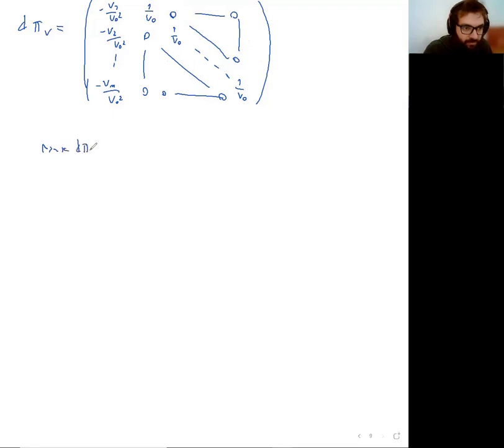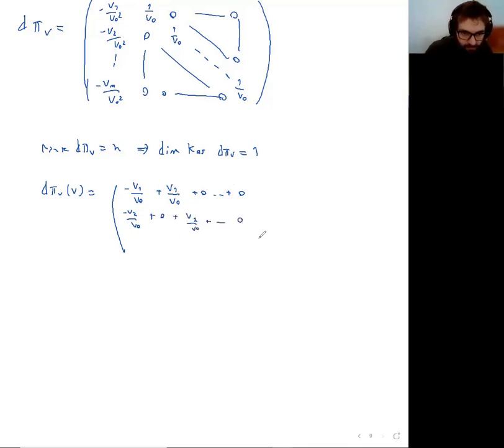So you get rank d pi v equal n. So the dimension of the kernel of d pi v is one. So we just need to find one vector in it. And the promise was that this is equal to zero. And you see you're simply multiplying v0 here, and this times v1. So let's do the multiplication. Here you have negative v1 over v0. You're multiplying this times v0. Then you multiply this times v1. And then you have zeros. This is the first row, right? It's just a matrix multiplication. Then we multiply this times v0, so you have negative v2 over v0 times v0 plus 0 plus v2 over v0 times v0, plus 0. So you just get zeros all the way. Okay?